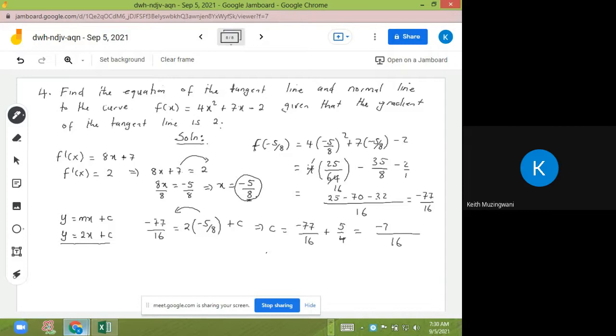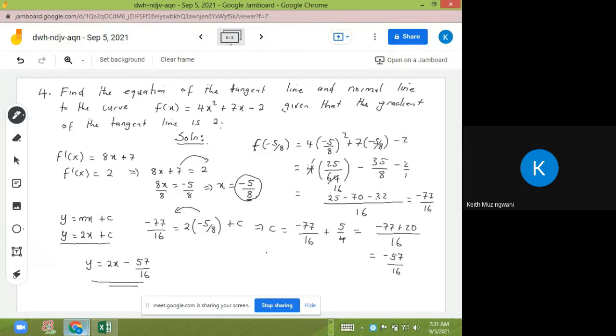So we have negative 77. 4 into 16 is 4. 4 by 5 is 20. That is negative 77 plus 20, we get negative 57 over 16. So we come back and say the equation is going to be y is 2x minus 57 over 16. This is the equation of the tangent line.